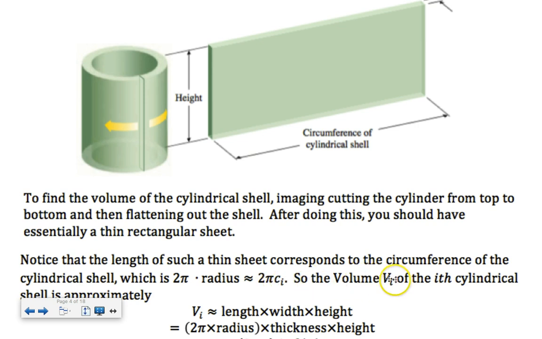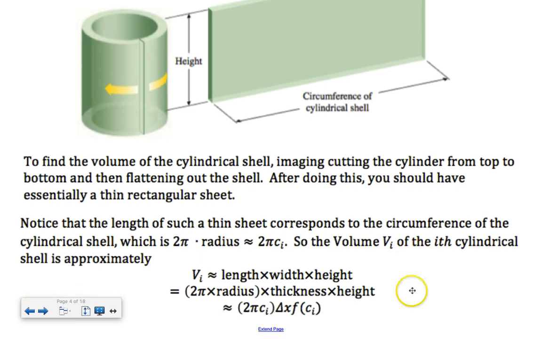And so the volume of the ith cylindrical shell is approximately length times width times height, which for any cylindrical shell is going to be 2 pi times the radius times the thickness of the shell times the height of the shell. And so the length of the shell we know is 2 pi c sub i. The thickness is always going to be delta x, and the height of the shell is going to be f of c sub i.